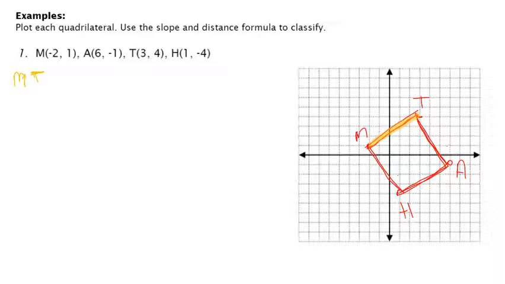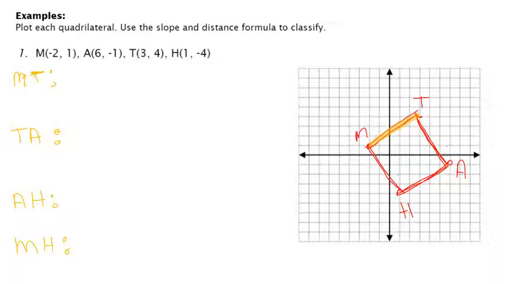All right, we have another side that is TA. We have another side that is AH. And then this last side that's MH. Okay, so what we're going to do is we're going to use these different sides or points to do the slope and the distance, right?